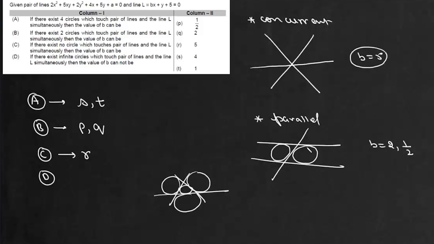So in neither case will we have infinite circles possible. So B cannot be any of these five values. So this D matches with P, Q, R, S, N, T. And that is the answer to this question.